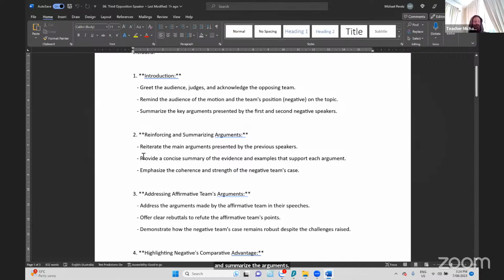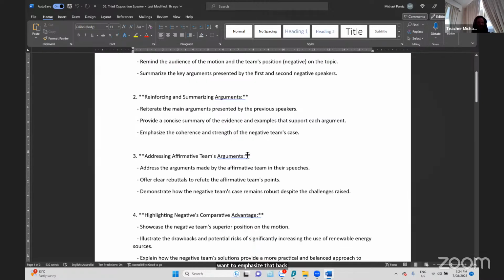So again, reiterate the main arguments presented by your previous speakers. Provide a short and straight to the point summary of the evidence and examples that support each argument. So there's no need to bring up the study and the year and the this and the that. You can just say, we had a study that showed that, here's the evidence that supports our case. And you want to emphasize the fact that your team's argument was coherent and that it was strong. So all three members of the team worked together and you created as strong a case as possible. You really want to emphasize that fact.